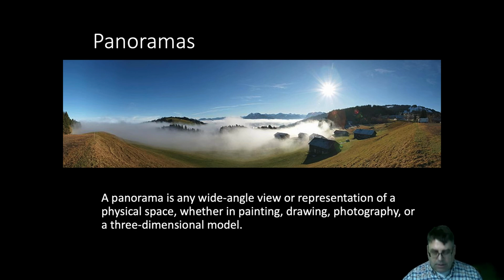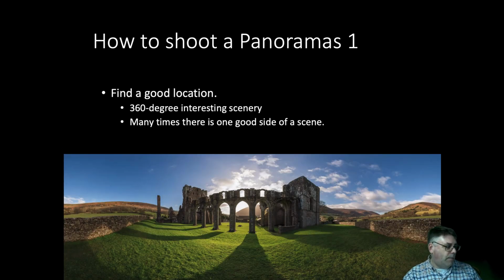So the next is how to shoot a panorama. The main thing is you want to find a good location. So if you're doing a 360-degree panorama, and this is the case of this one, because this matches up to this side over here, you need to make sure that your location has something interesting on all 360-degree sides.